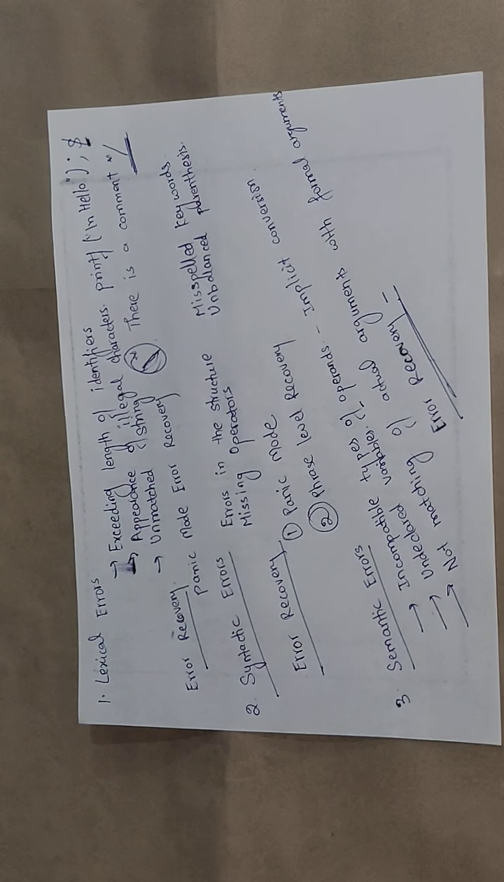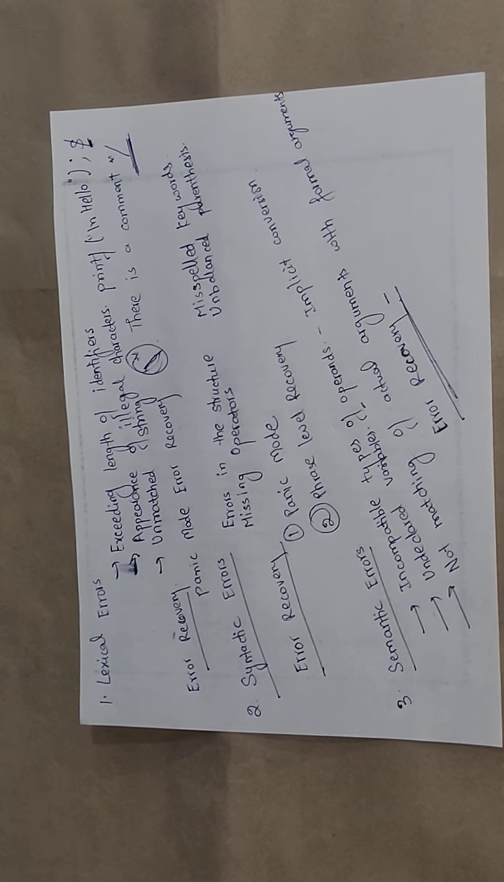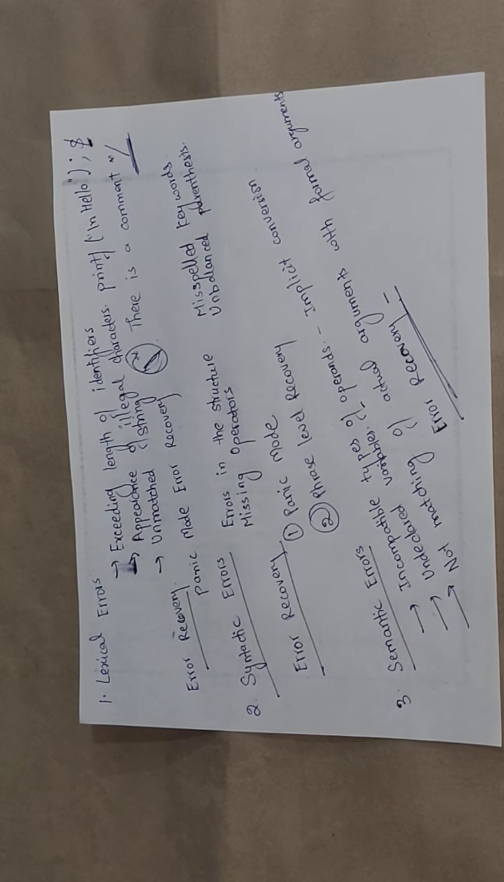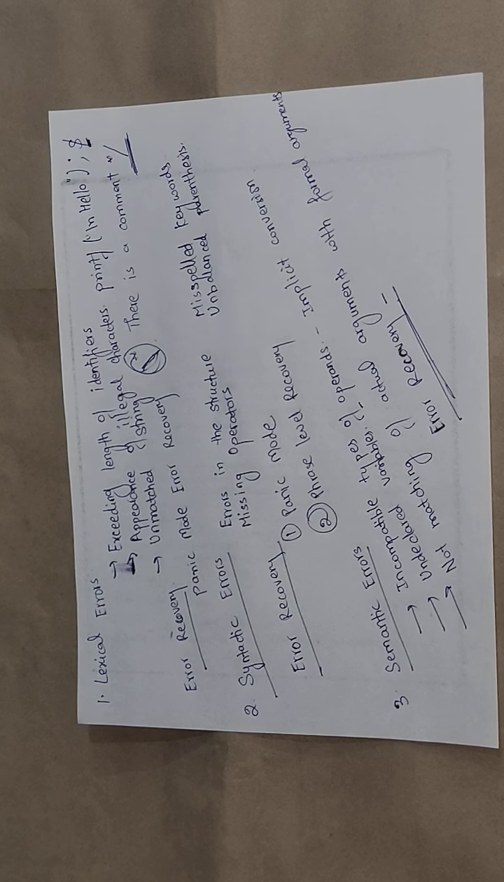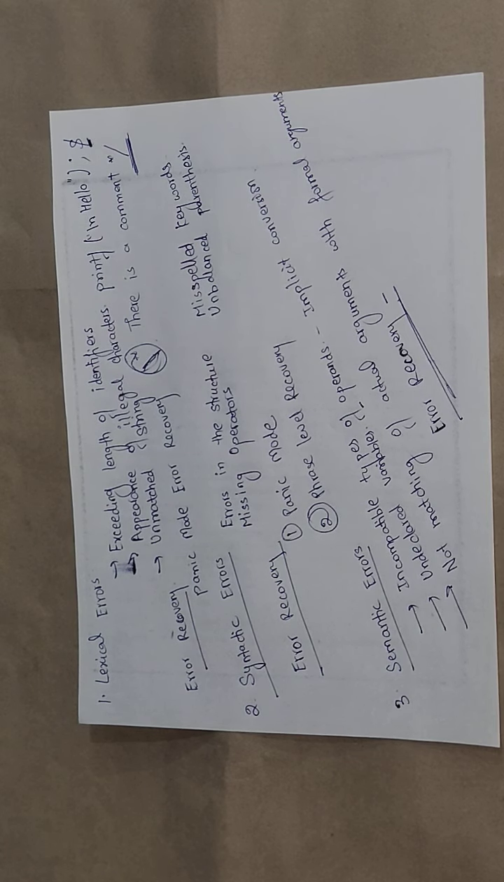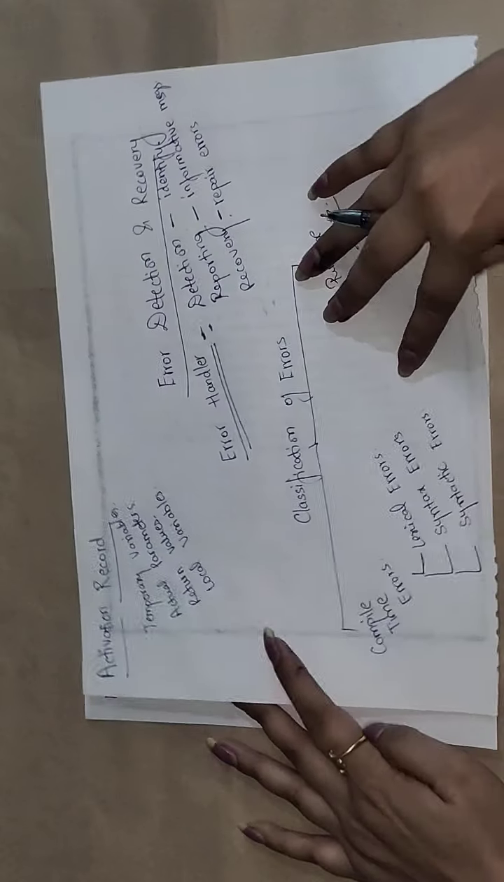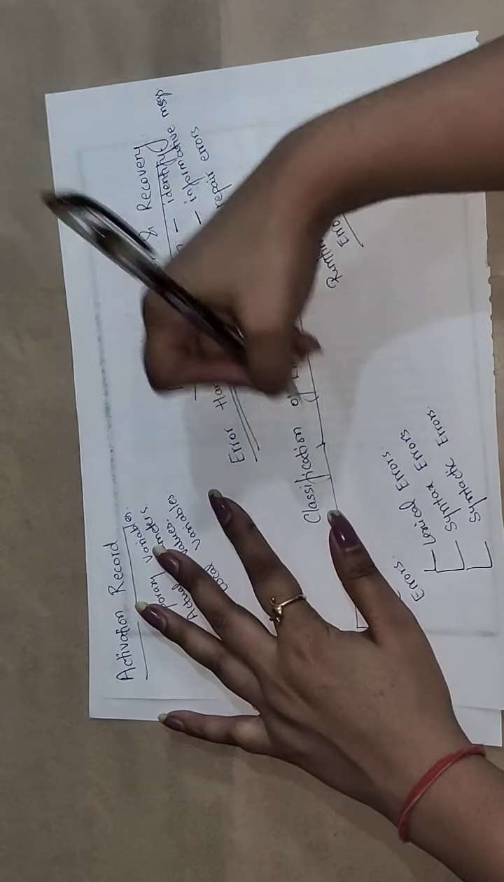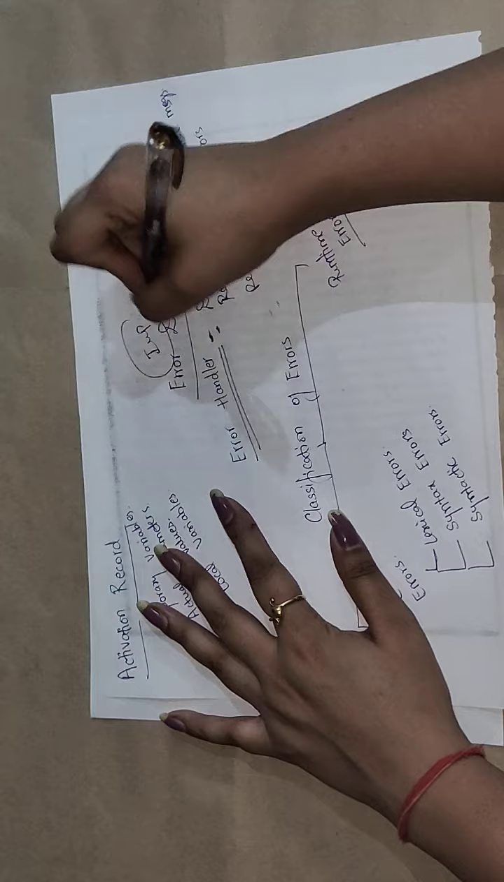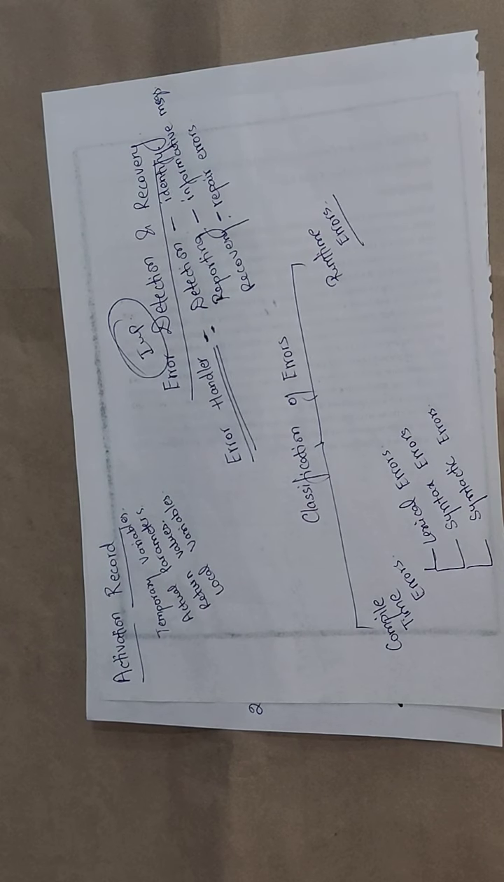Implicit conversion. Okay, so that was all about the errors in compiler. There are three types of errors: lexical, syntactic and semantic, and these three are your compile time errors. And another category of errors is runtime error. This topic, error detection and error recovery and classification of error, is also important from an examination point of view. So we are done with unit 4, symbol table and runtime administration.